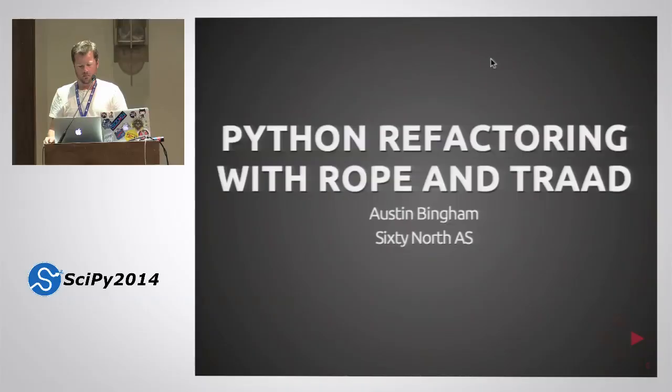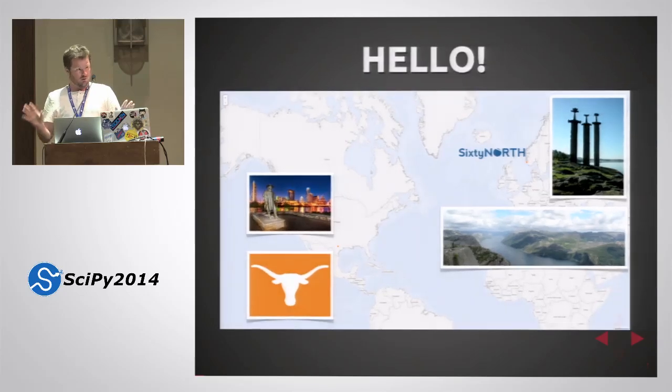Right. My name's Austin Bingham. Hi. I want to talk about Python refactoring with Rope and Trald. Rope is something some of you might have heard about before. Trald, probably not, because nobody uses it except me, as far as I know. So that's why I'm talking about it. Short intro, I'm from here originally, from Austin. Live in Norway now, and it's great to be back, so hello.